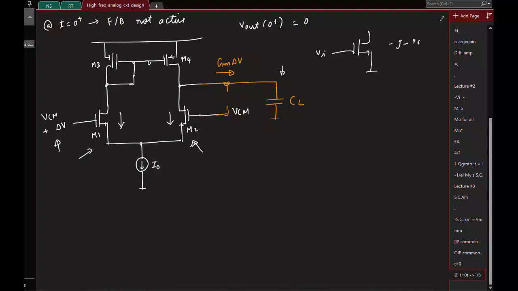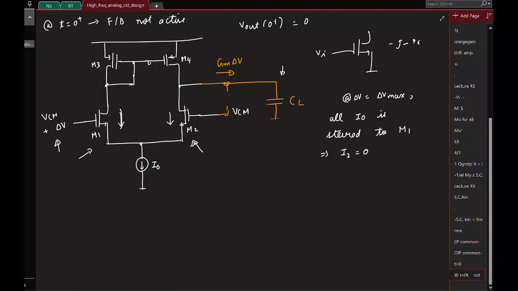If I keep increasing delta V more and more, what will happen? M2 current will decrease. Let's say we keep increasing delta V more and more, what will happen finally? M2 will turn off. No current will flow through M2, all the current will flow through M1 and then through CL. Okay, so I'll just say at delta V equal to some delta V max, all of I naught is steered to M1. Okay, so which means current flowing through M2 is 0.